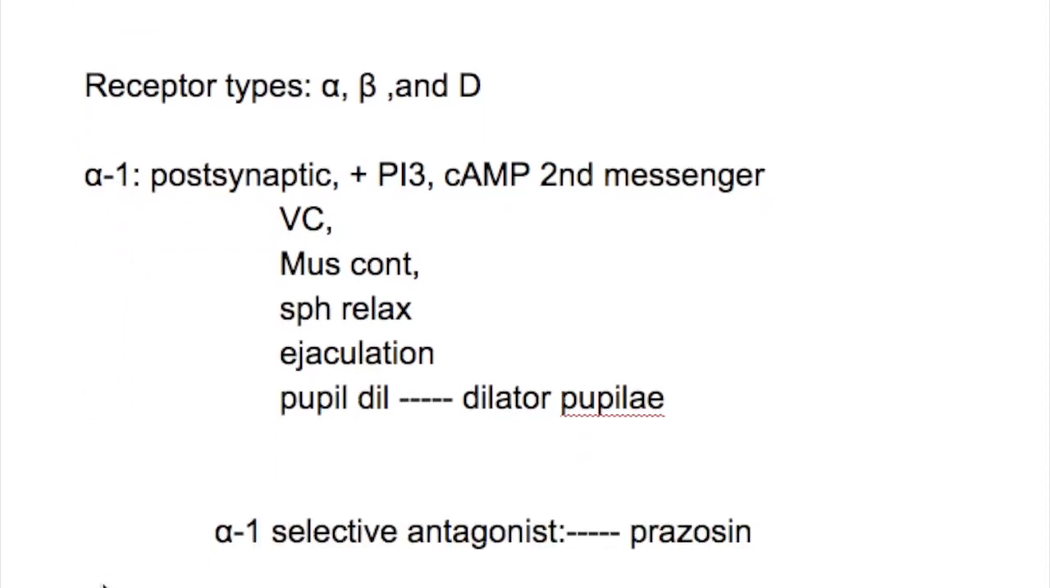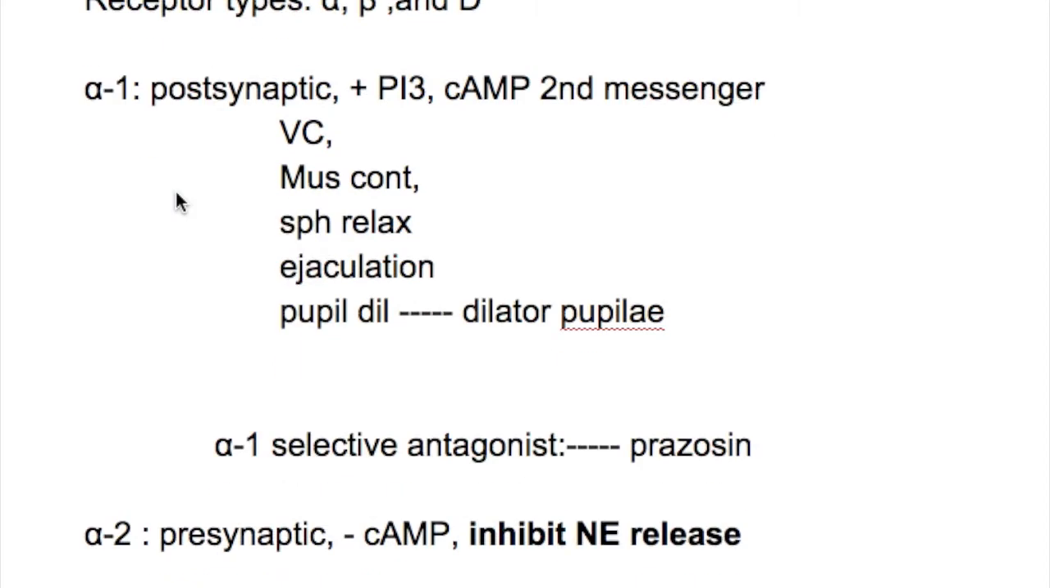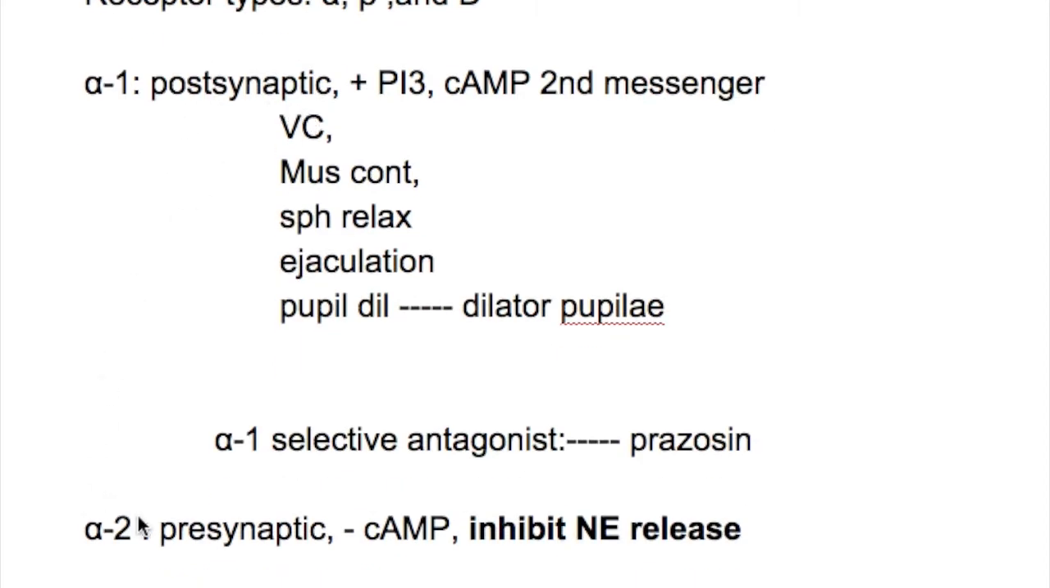What is the difference between alpha 1 and alpha 2? Alpha 1 receptors are mainly present postsynaptically, whereas alpha 2 are present presynaptically. Alpha 1 increase IP3 production, and cyclic AMP is a second messenger, whereas alpha 2 blockers inhibit the cyclic AMP. Alpha 1 increases the production of norepinephrine. Alpha 2 inhibits the norepinephrine release.